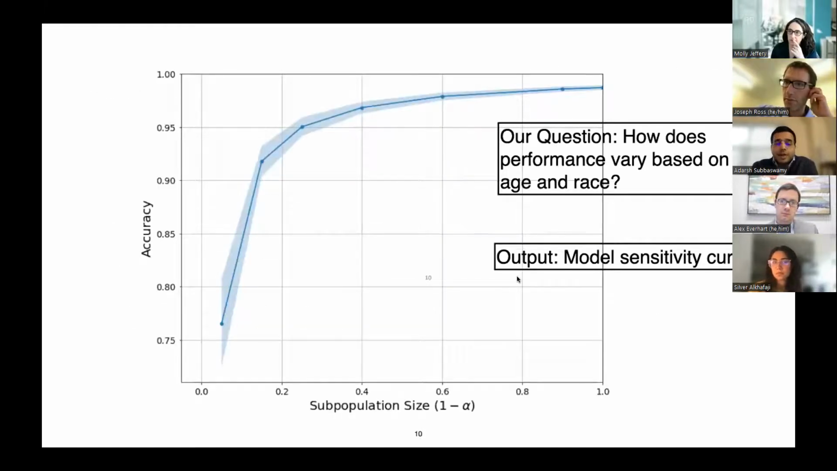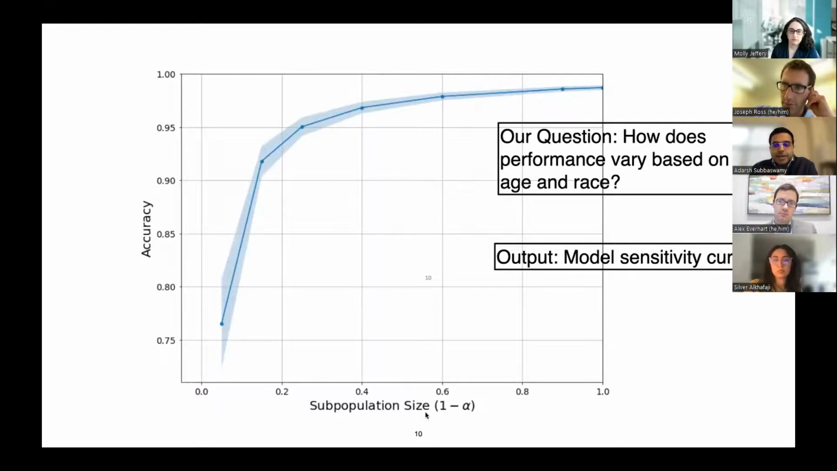The output of our procedure is this model sensitivity curve. On the y-axis, we have model accuracy, so higher is better, for diagnosing the target condition. On the x-axis, we have the subpopulation size. For a subpopulation of size 1 at the very right here, this is just the performance of the model on the entire evaluation data set.